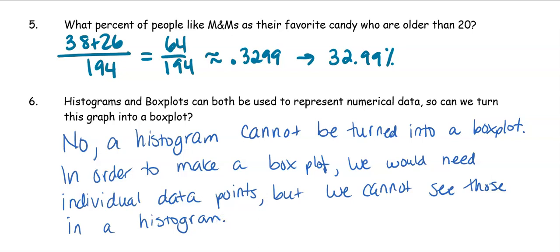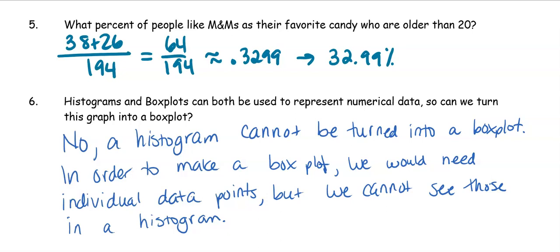So we know that between the age of 0 and 5, there were 3 of them. They could have all been 5. I could have had one 1-year-old, one 4-year-old, one 5-year-old. We don't know the specific data points, and without those specific data points, we wouldn't be able to create that box plot. Now on the front page, we would be able to because we had the data that we turned into the histogram.